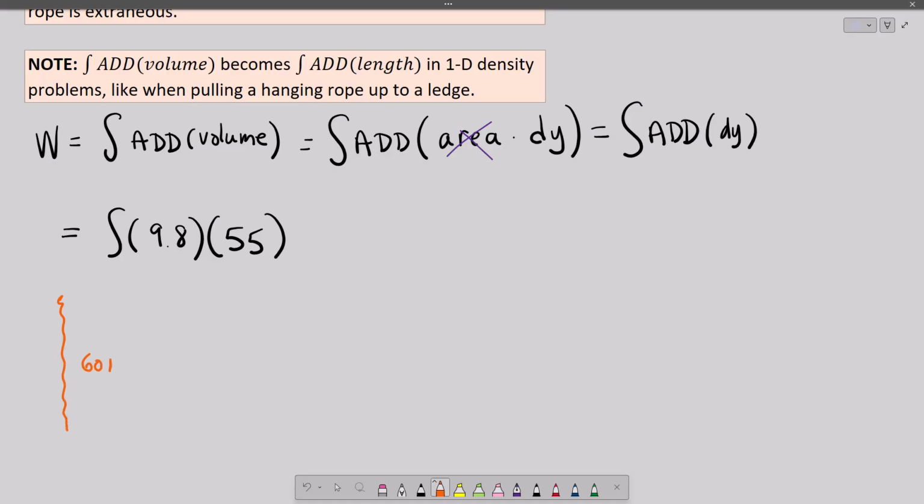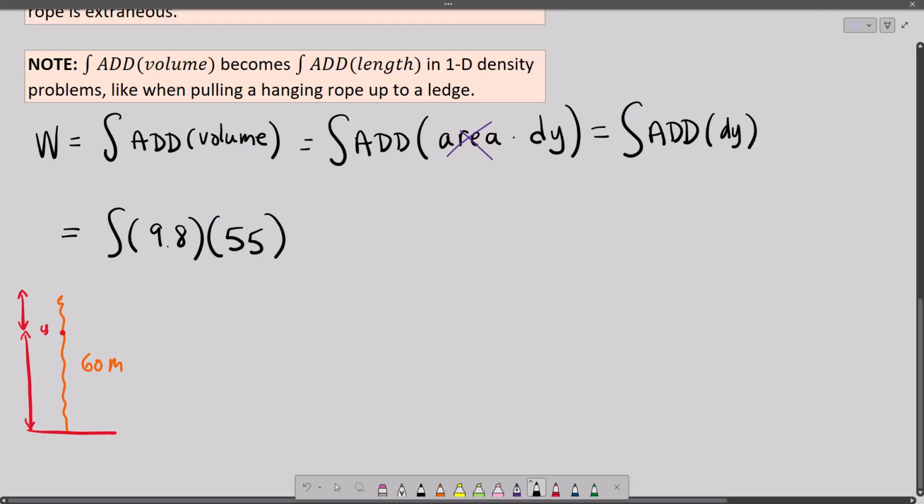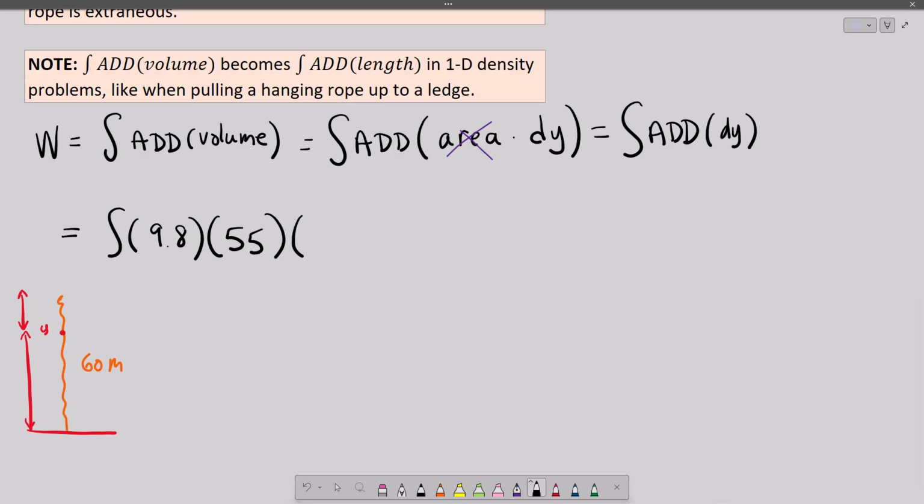That's 60 meters. A representative cross-section is just a link or a segment or a little tiny chunk of rope. That's y. So that's measuring from here to here. So what's our complementary distance? How far does that segment of rope have to travel to get to the ledge? 60 minus y, complementary distance. 0 to 60, we want to lift up the entire rope, and we're done, dy.